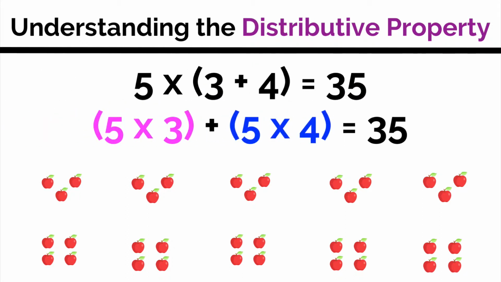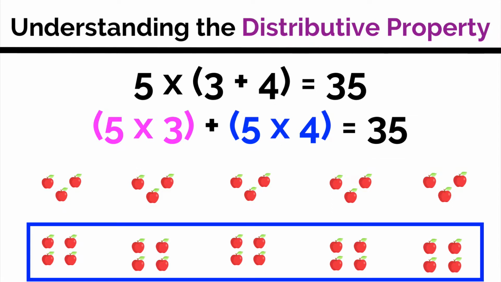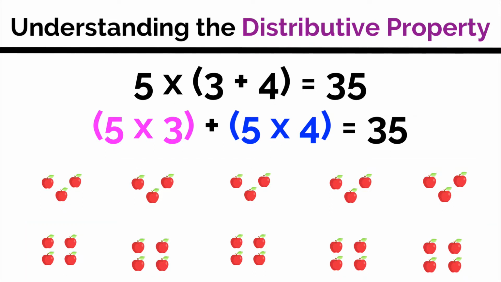But we could also say we have 5 piles of 3 and 5 piles of 4. That means 5 times 3 plus 5 times 4. Visually, we are just describing what we see, but mathematically, we have just derived the distributive property.